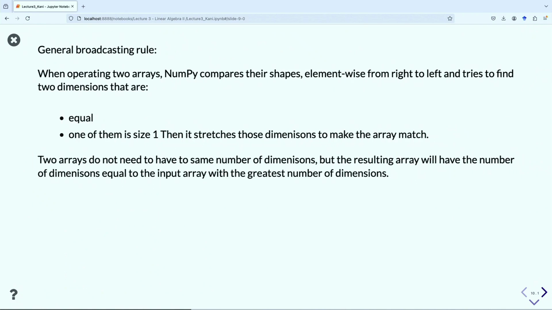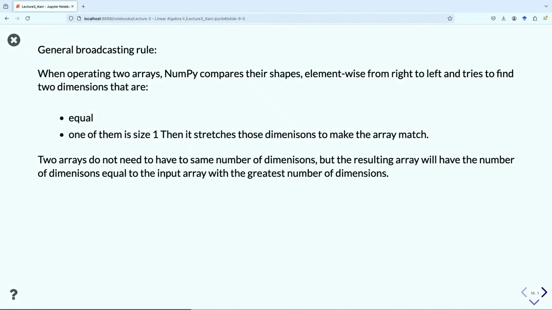Okay? So, the general broadcasting rule is that NumPy or torch, as we're going to commonly use, compares the shape of two arrays element-wise, from right to left, and tries to find two dimensions that are either equal, or one of them is of size 1. The other operand has a dimension of size n, and it will then stretch that dimension so that the arrays match.